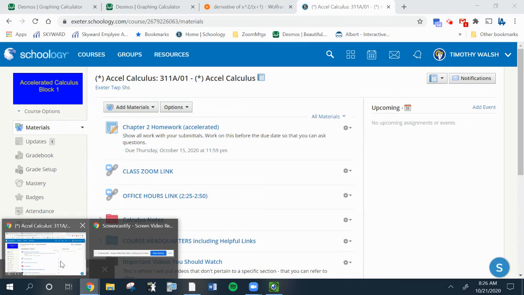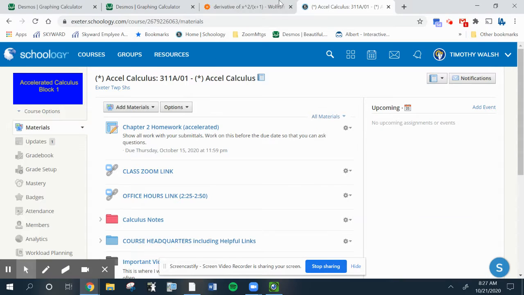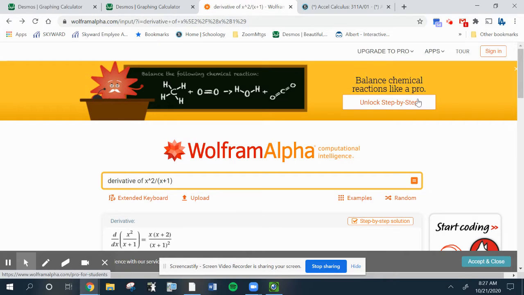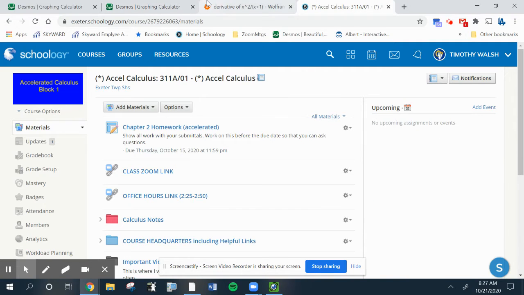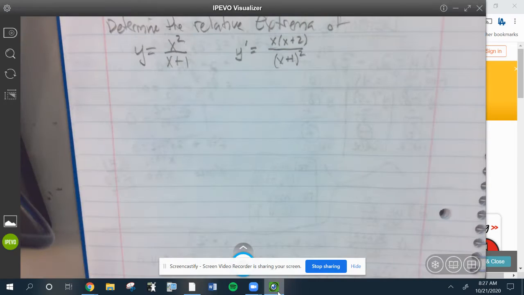I'm going to go to Wolfram Alpha and get the derivative, and that tells me it's x times (x plus 2) over (x plus 1) squared. It's not a difficult derivative, so I don't want to spend time on it. You definitely should probably practice it. So that's that. So now I'm ready to start going.